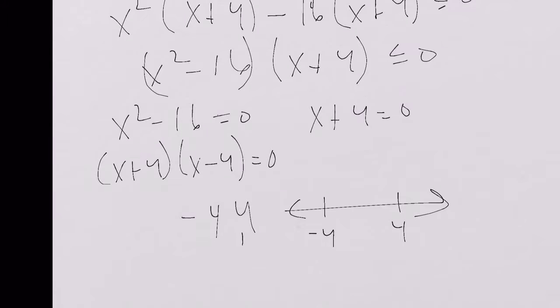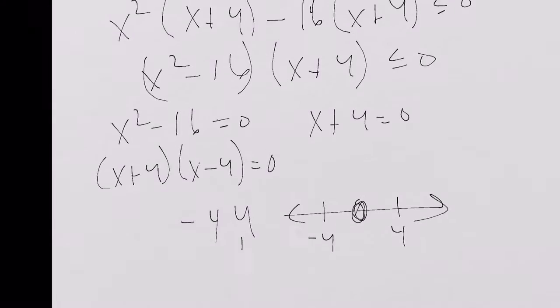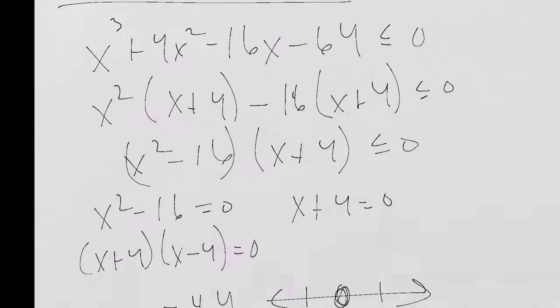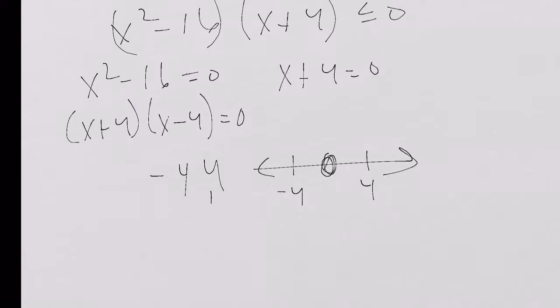So if we checked a point somewhere in the middle, let's just say 0. If I were to plug 0 into this original equation for x, is it true? So 0 plus 0 minus 0 is a whole bunch of zeros. Is 0 less than or equal to 64? Absolutely. So this one's true. So that would be a good area.